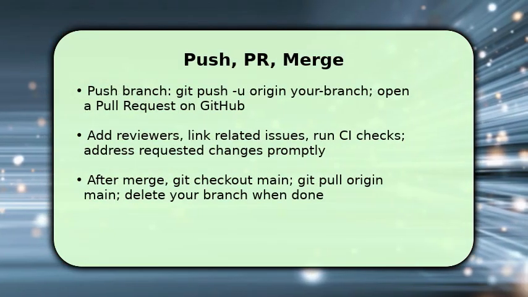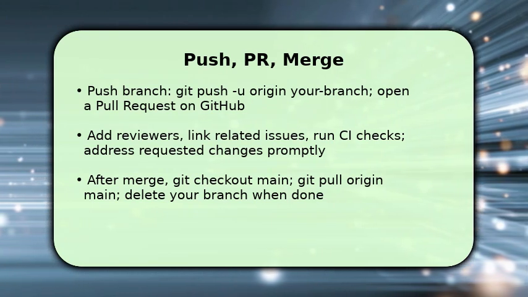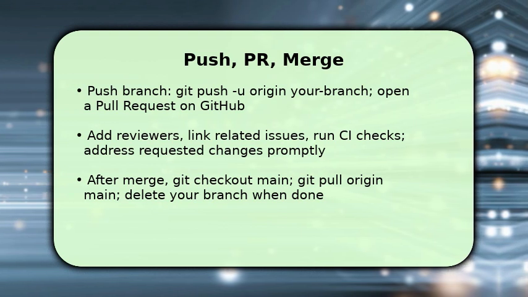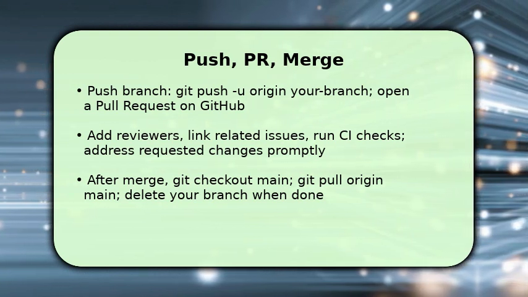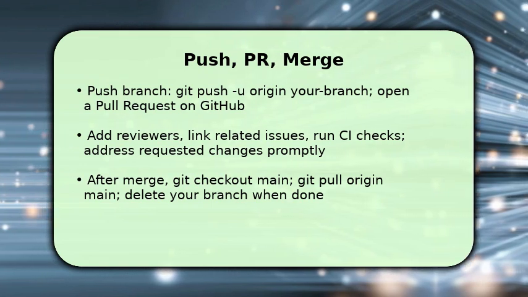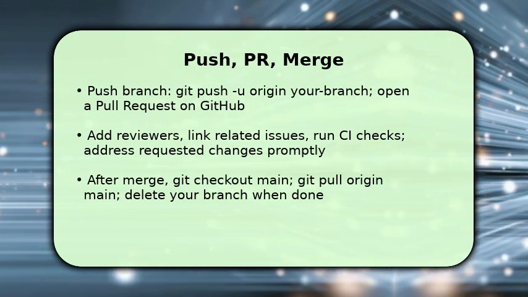You push your branch and create a pull request, then add reviewers and a concise description. Make sure CI passes and respond to review comments. Iterate with small follow-up commits. Once approved, merge using the project's preferred method: squash, merge commit, or rebase. After merging, update your local main and remove the feature branch.